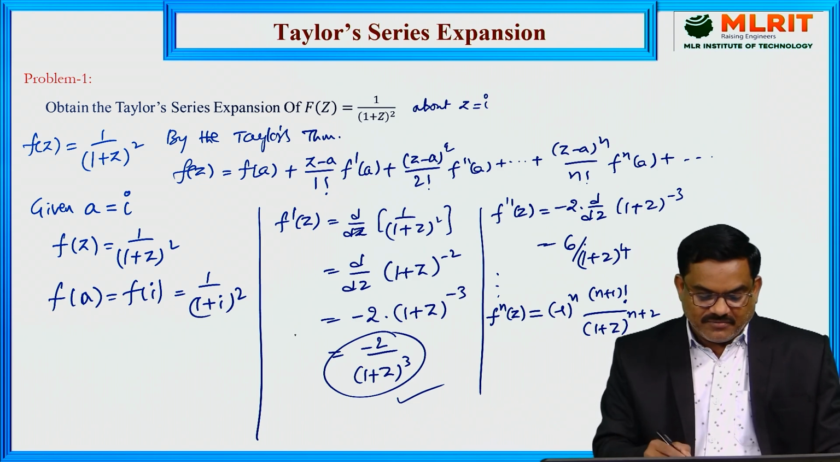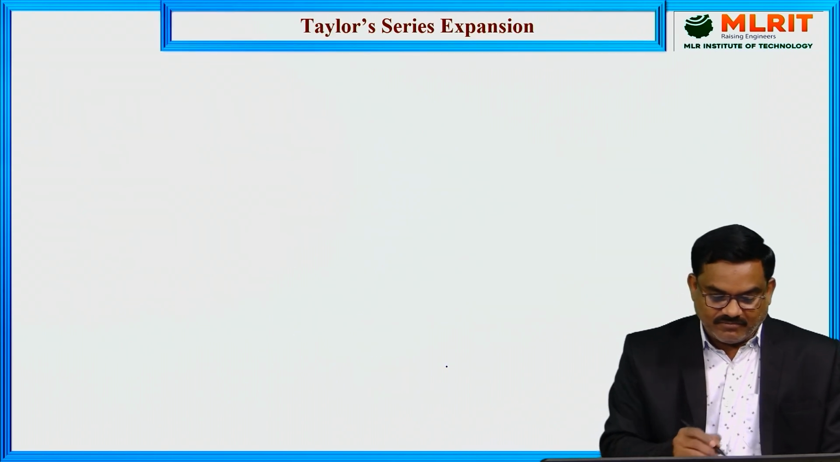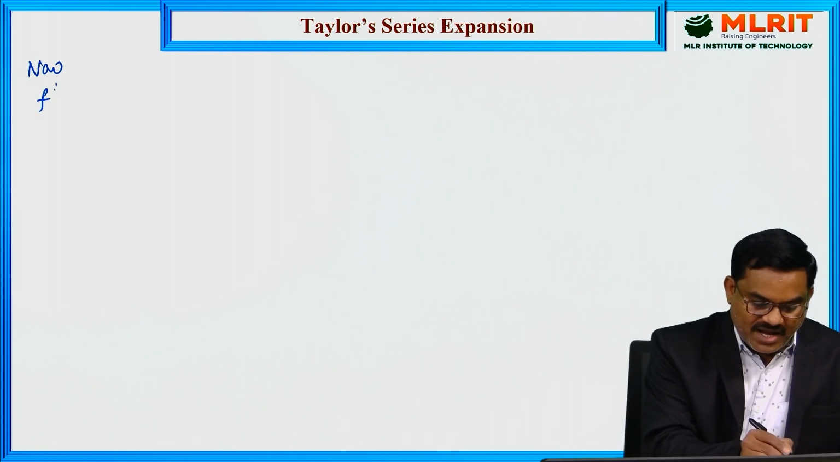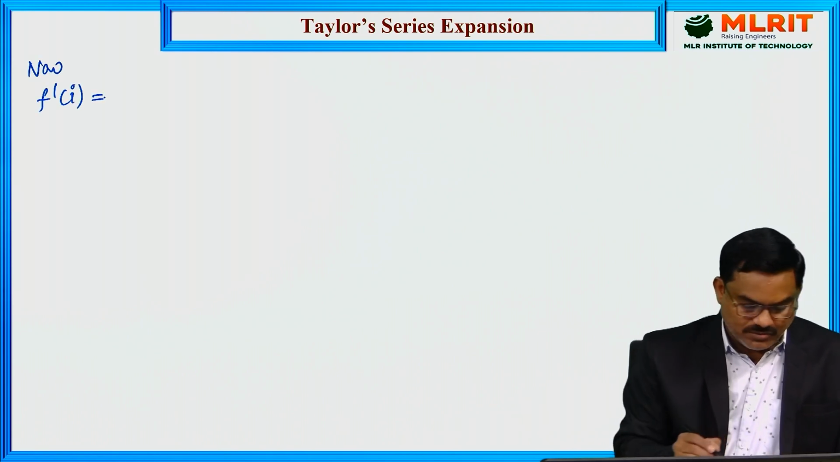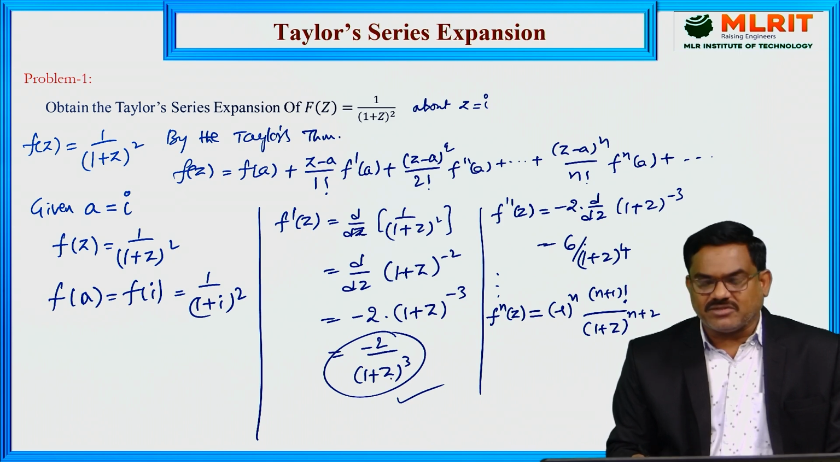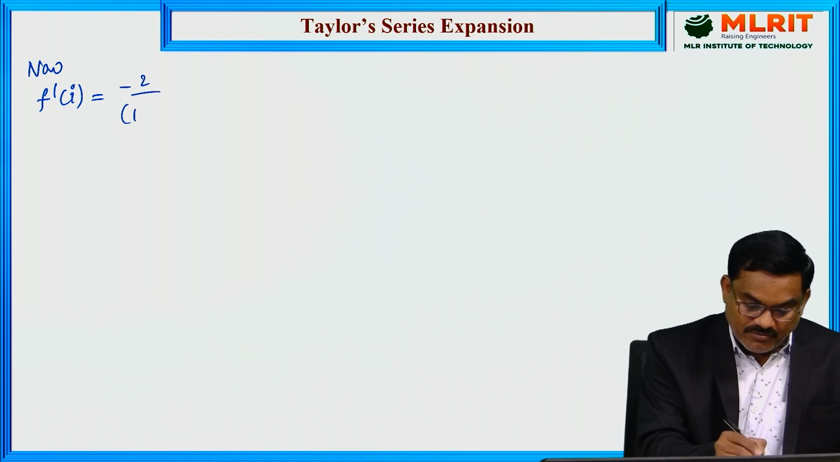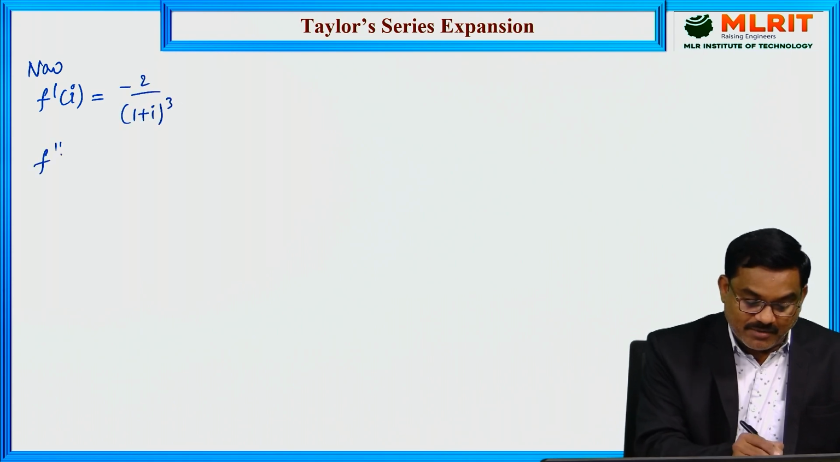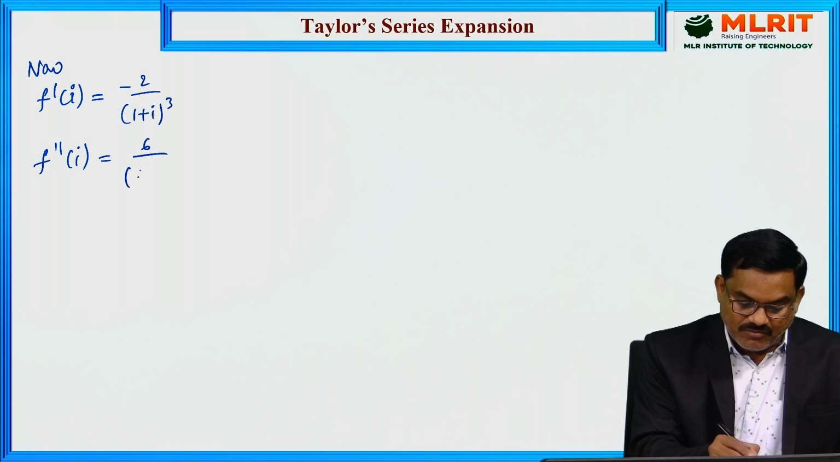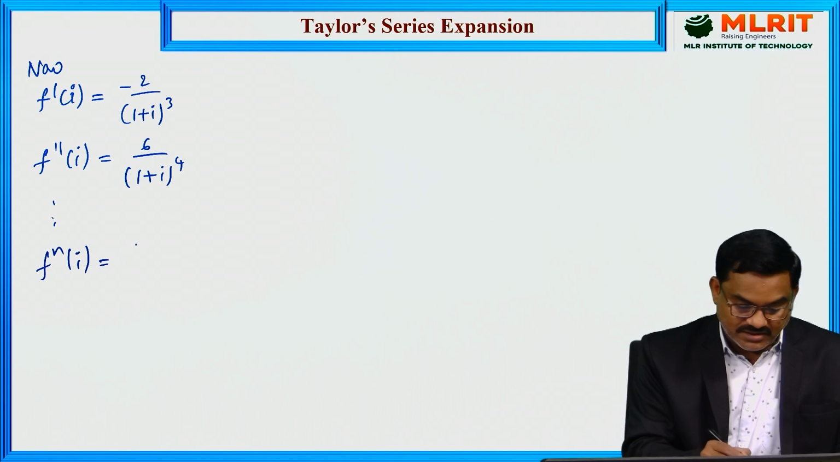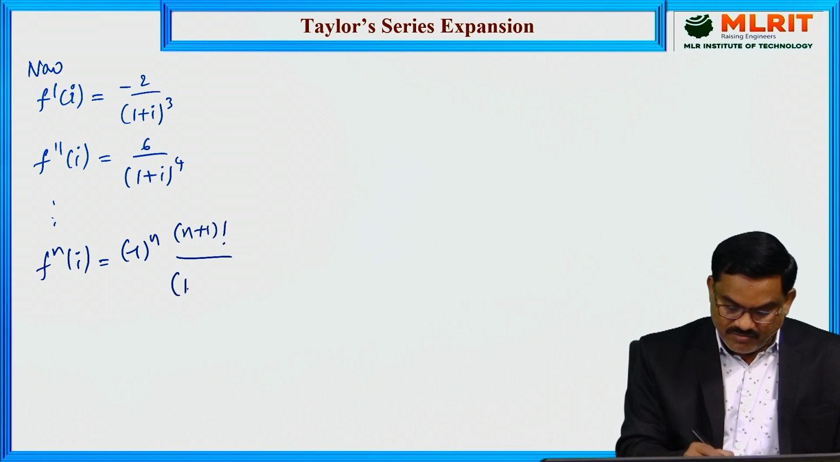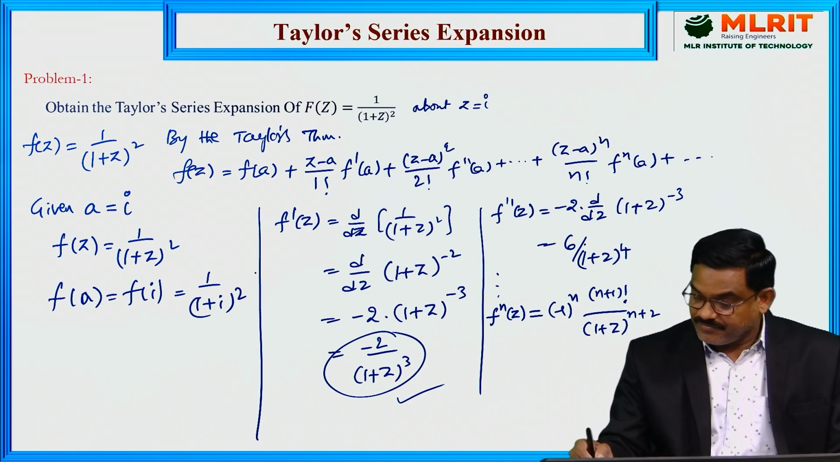So let us find all these derivatives at i. Now f dash at i is equal to, in place of z we replace it by i, minus 2 by 1 plus i whole cube, f double dash of i is 6 by 1 plus i whole power 4, and so on. f power n of i is minus 1 power n, n plus 1 factorial by 1 plus i power n plus 2.